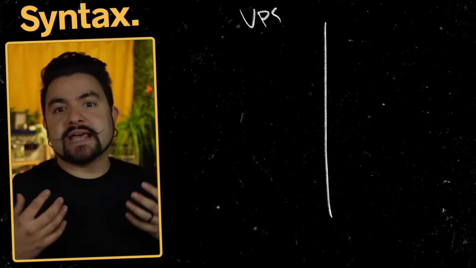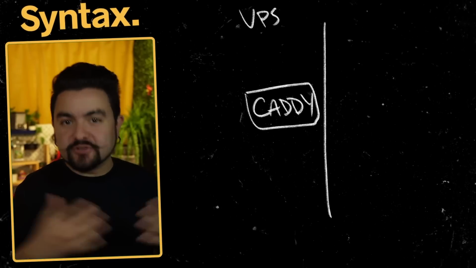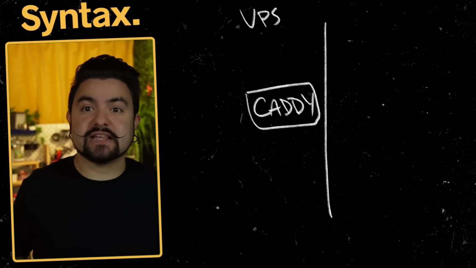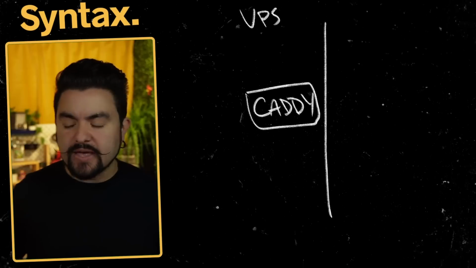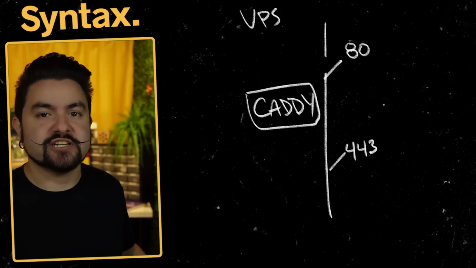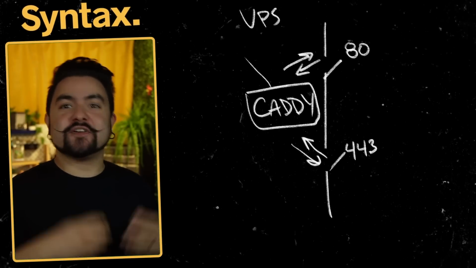Now, the reason we want a web server like Caddy running on our server is we want to be able to have multiple applications and websites running. And Caddy and web servers like it are essentially like the gatekeeper. So Caddy is going to be listening on both port 80 and 443 for HTTP and HTTPS traffic. And depending on the request that comes in, it will serve up the correct website.